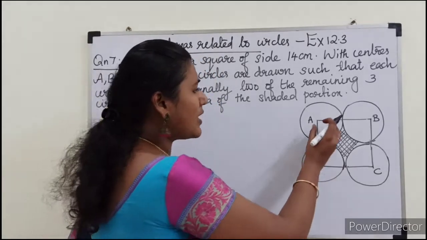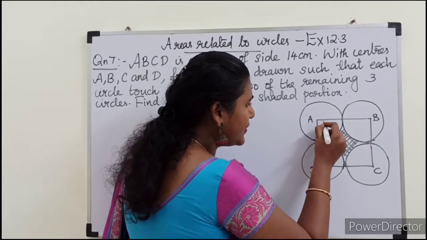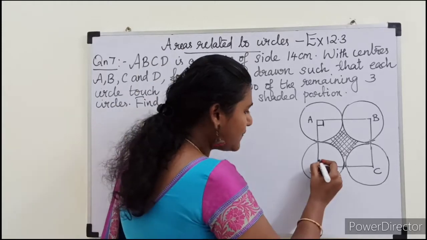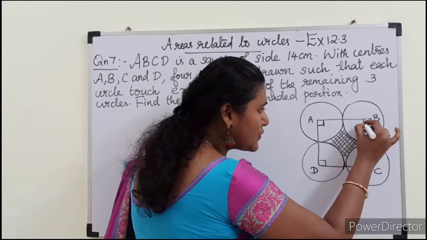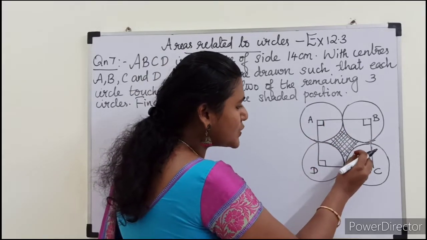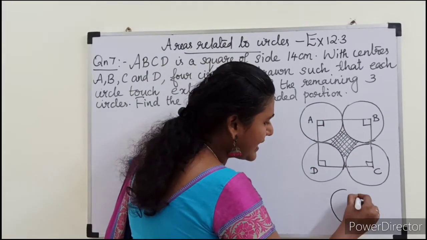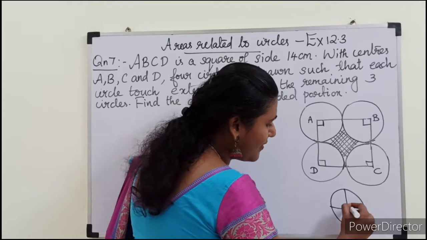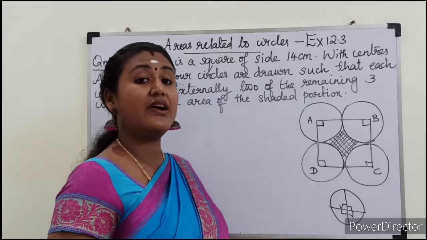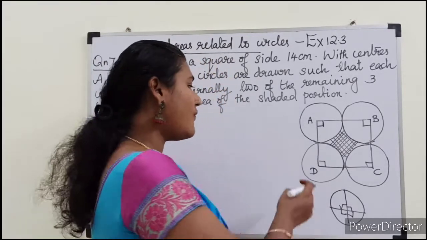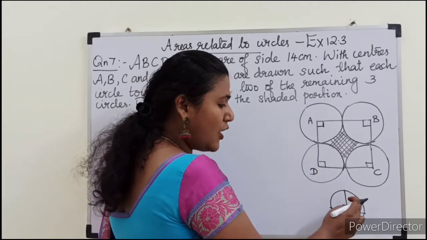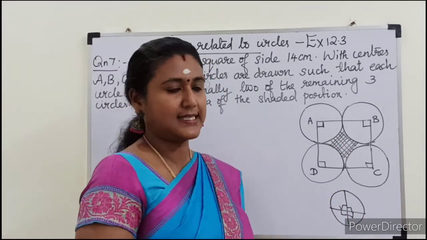Now we will see what these 4 sectors are. You know that this is a square, so this angle will be 90 degrees. So these 4 sectors are actually quadrants. If you keep all these quadrants together, what are you getting? You are getting a circle only. So if you join all the quadrants together, we get a circle. So from the area of the square, if you subtract the area of a circle, you will get the answer.